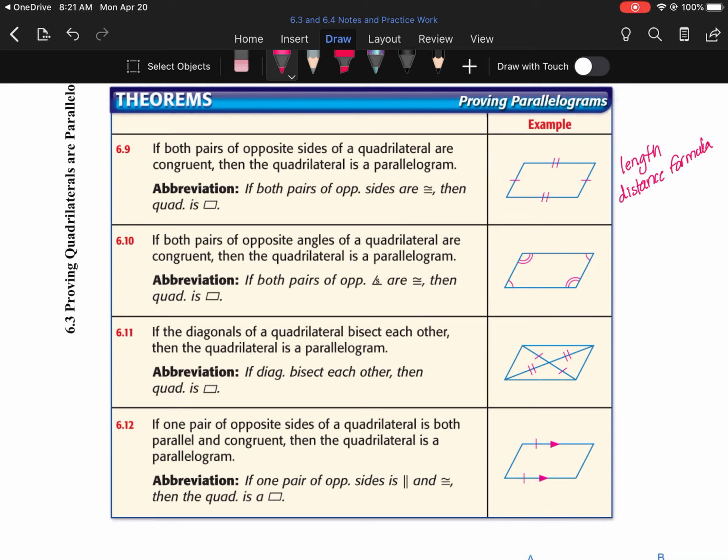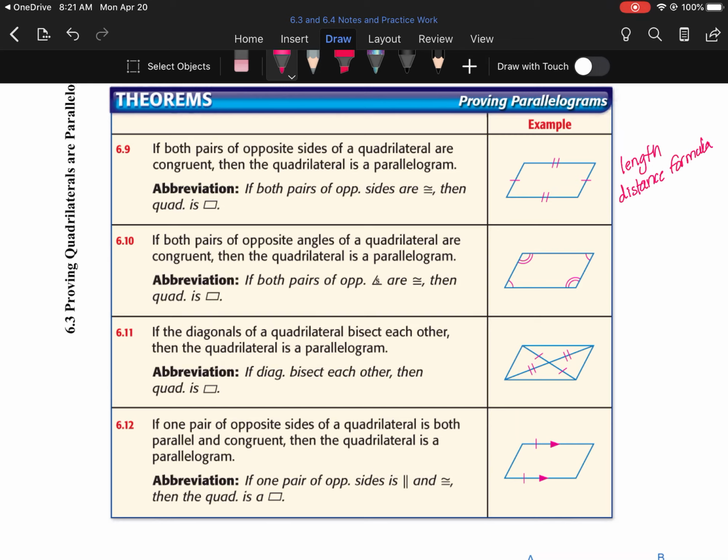If both pairs of opposite angles of a quadrilateral are congruent, then the quadrilateral is a parallelogram. So that's just something they'll have to tell us, or we'll have to use algebra to figure that one out. If the diagonals of a quadrilateral bisect each other, then the quadrilateral is a parallelogram. So this one we could use distance formula. We might have to use midpoint formula for this depending on what we're given.